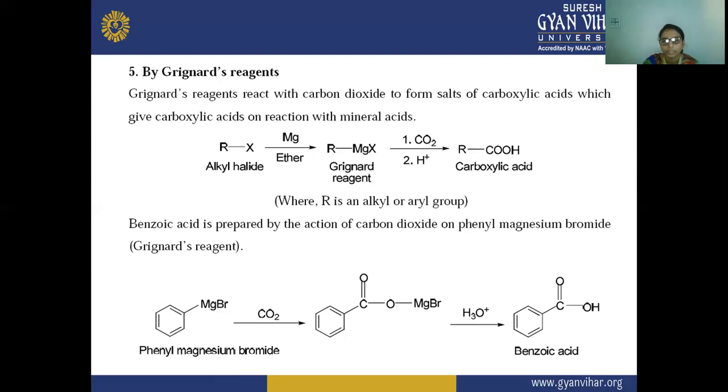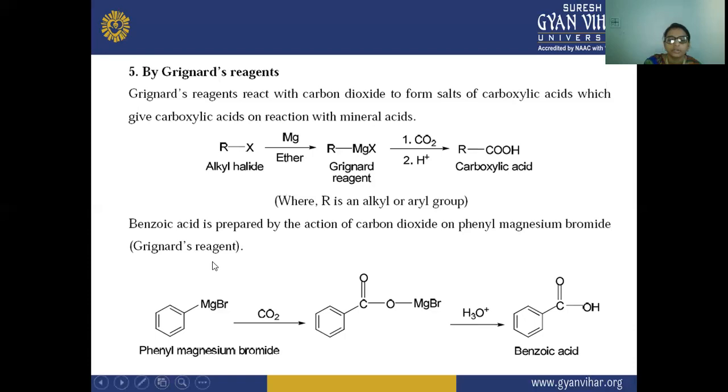So this intermediate, in the presence of a hydronium ion, is getting converted to benzoic acid. From the hydronium ion, this H is removed and gets attached to the C double O, and from here MgBr is removed.